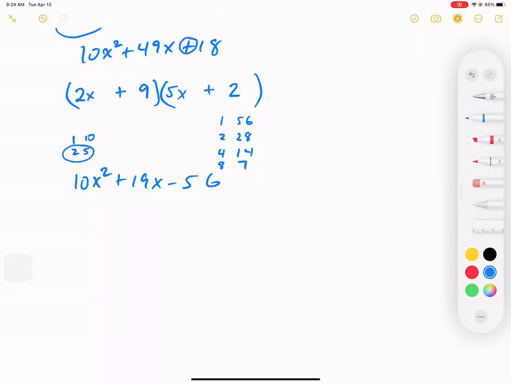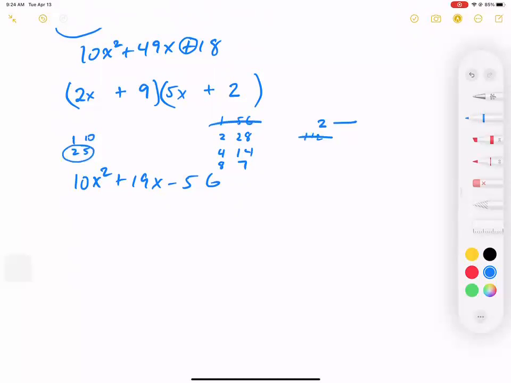Okay, so on the right side, I'm going to just write the possibility. 2 times 1 is 2. 5 times 56 is way too big. I'm not going to bother. If I flip it, 2 times 56 is 112, which is too big, right? I shouldn't even have done that. So this guy is not going to work. Let's try the next one.